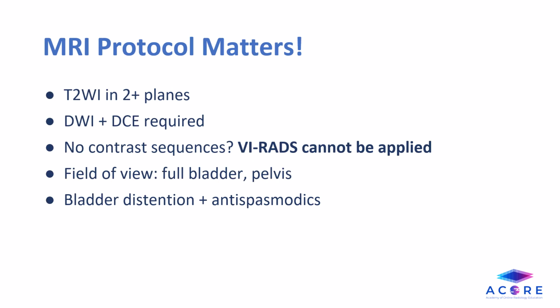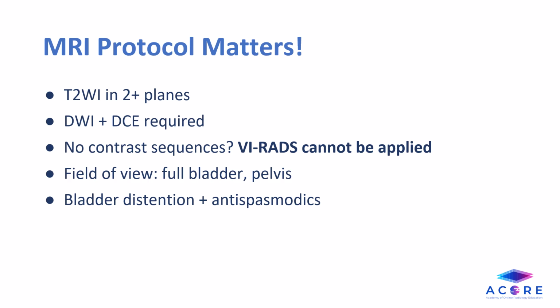Something made clear in the original VI-RADS article that has only been emphasized during its widespread use is the importance of proper MRI protocoling. Accurate scoring depends on high-quality imaging. Some important considerations in this review article regarding MRI protocoling include obtaining T2-weighted imaging sequences in multiple planes, obtaining diffusion-weighted imaging, and dynamic contrast-enhanced sequences. It is very important to note that in studies with no contrast sequences, the VI-RADS cannot be applied. It cannot be used without contrast.